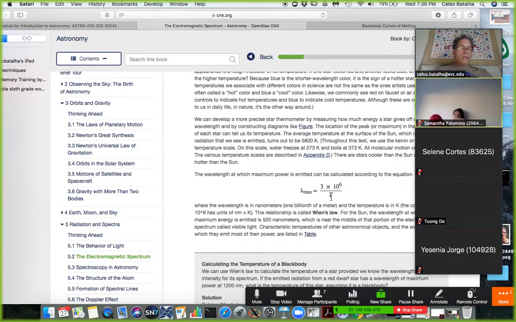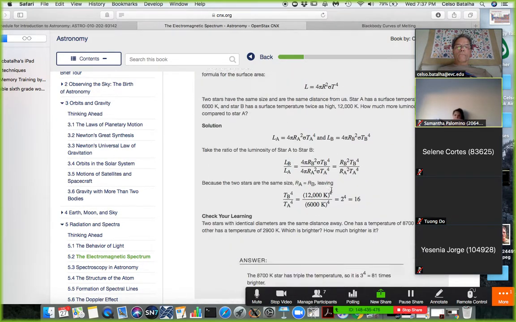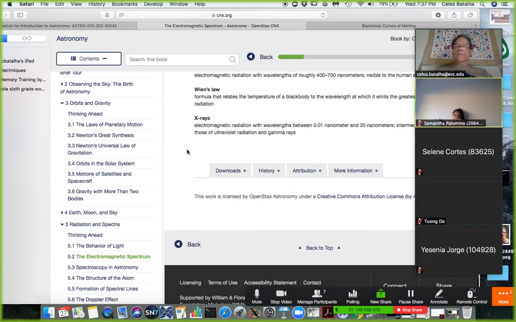In other words, the bluer the star is, the hotter it is. Shorter means a smaller wavelength, a small number here, because this T is big in the denominator, if you remember your math. So hotter stars, high temperature, are those with smaller wavelength. Conversely, those with longer wavelengths, those red stars, are those with lower temperature. Okay, that's the so-called Wien's law.